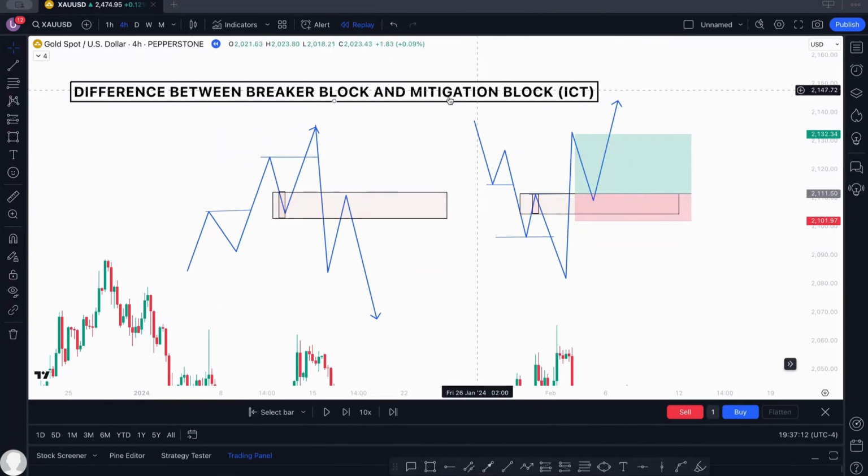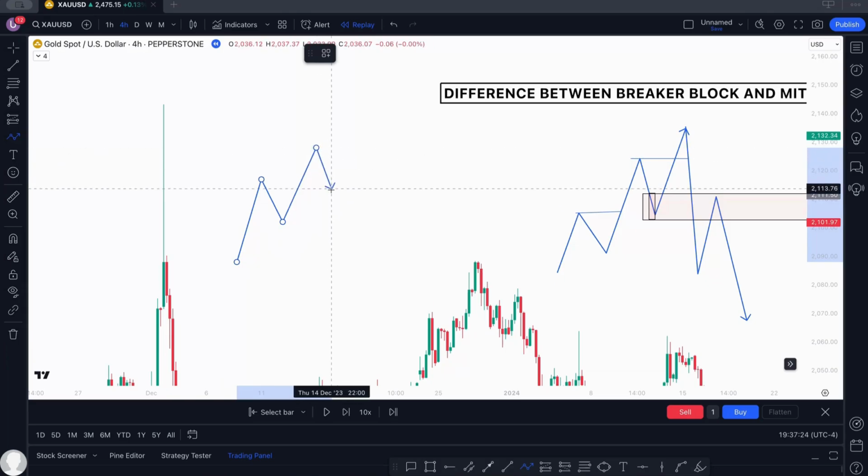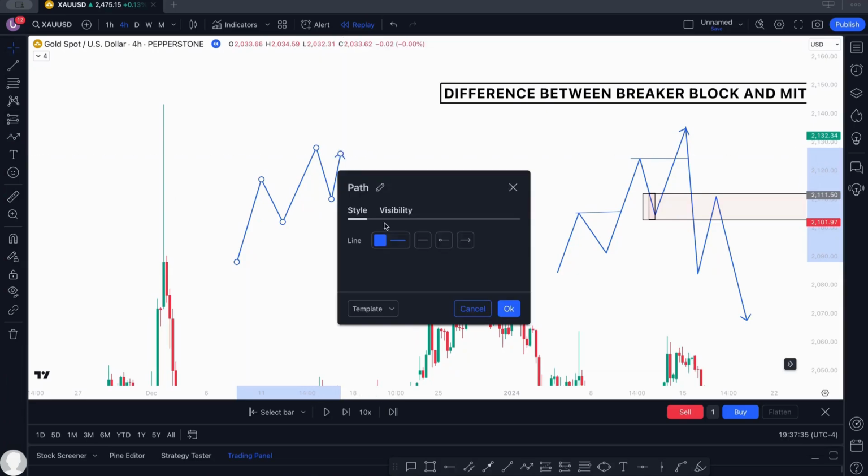Now for a mitigation block, what do we have here? For a mitigation block, we have market doing higher high, higher low. What happened here? A buy side liquidity was taken, higher low. What happened here? Market stopped here and violated this low. Let me even stop it here so you can understand it better.